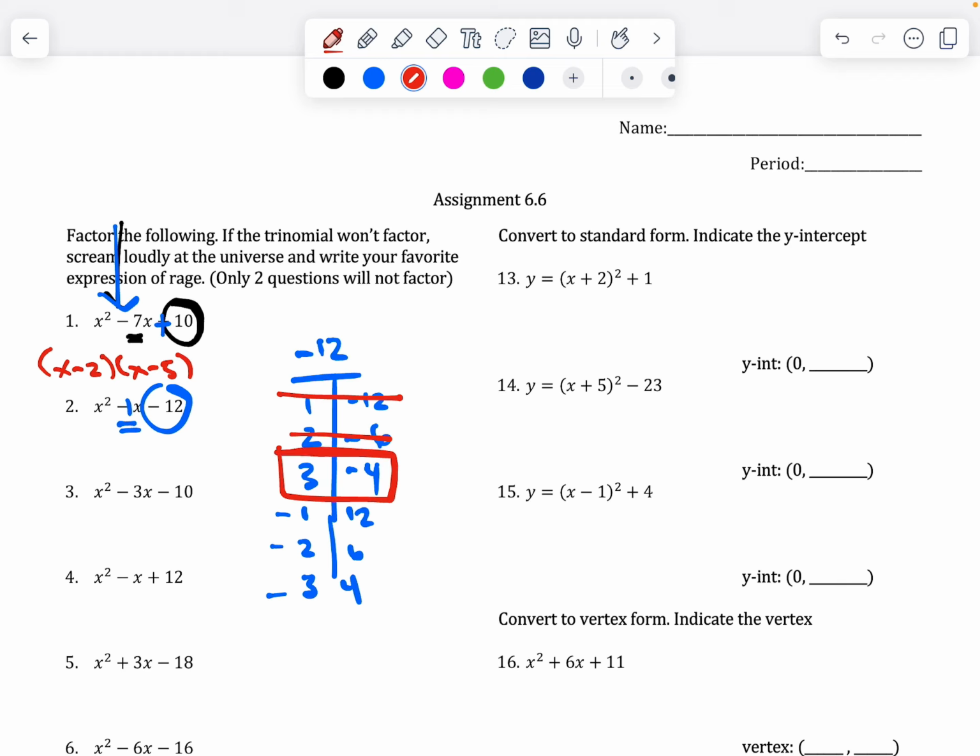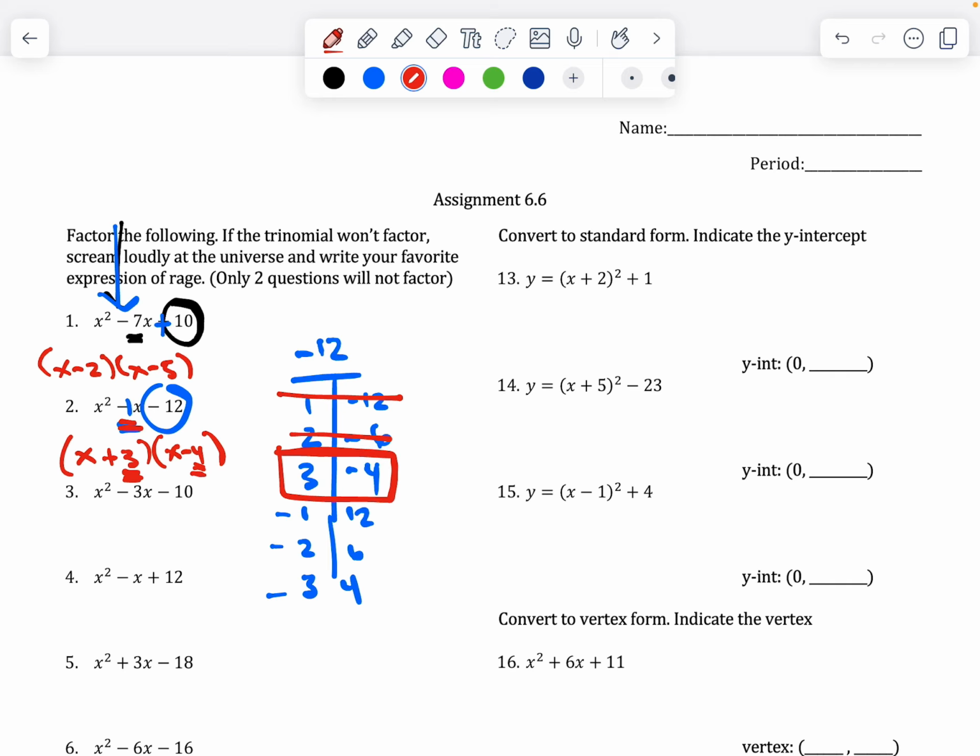3 minus 4 is -1, and 3 times -4 is -12. So we can write this in here, x plus 3, x minus 4. And you check your answer by saying 3 minus 4 is -1, and then 3 times -4 is -12.